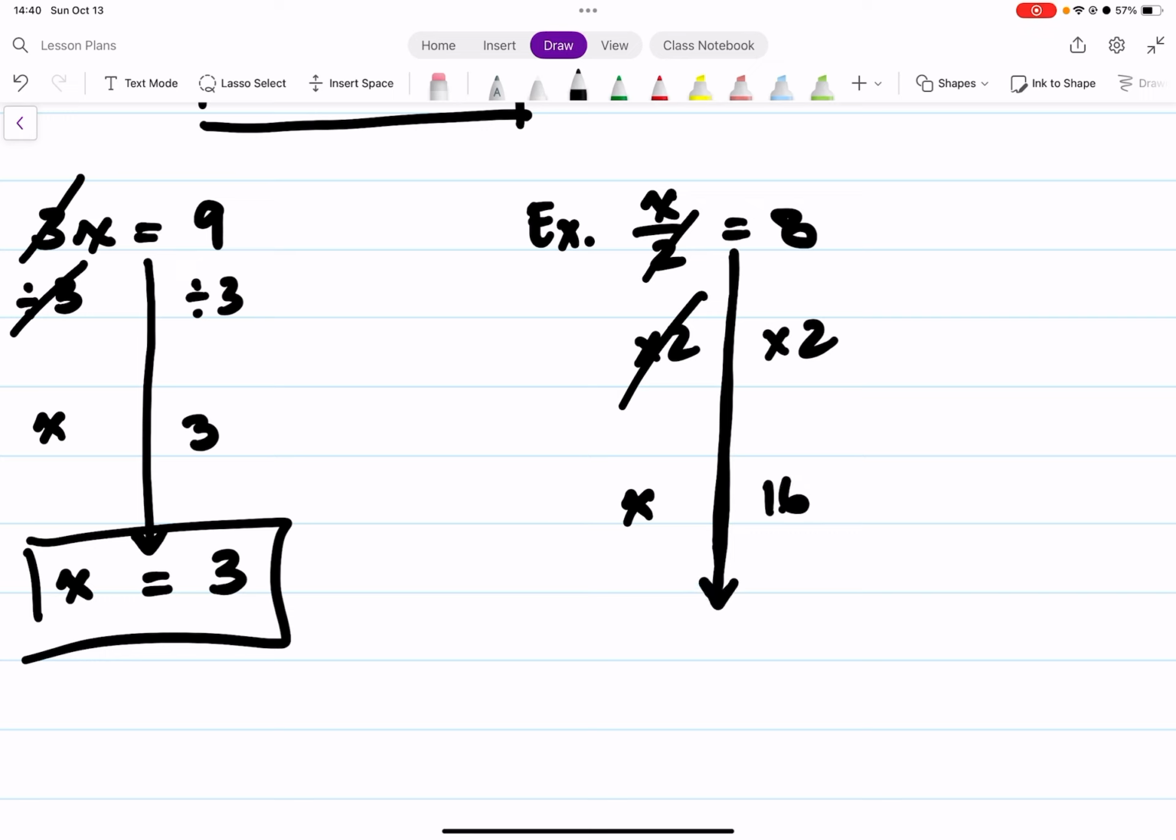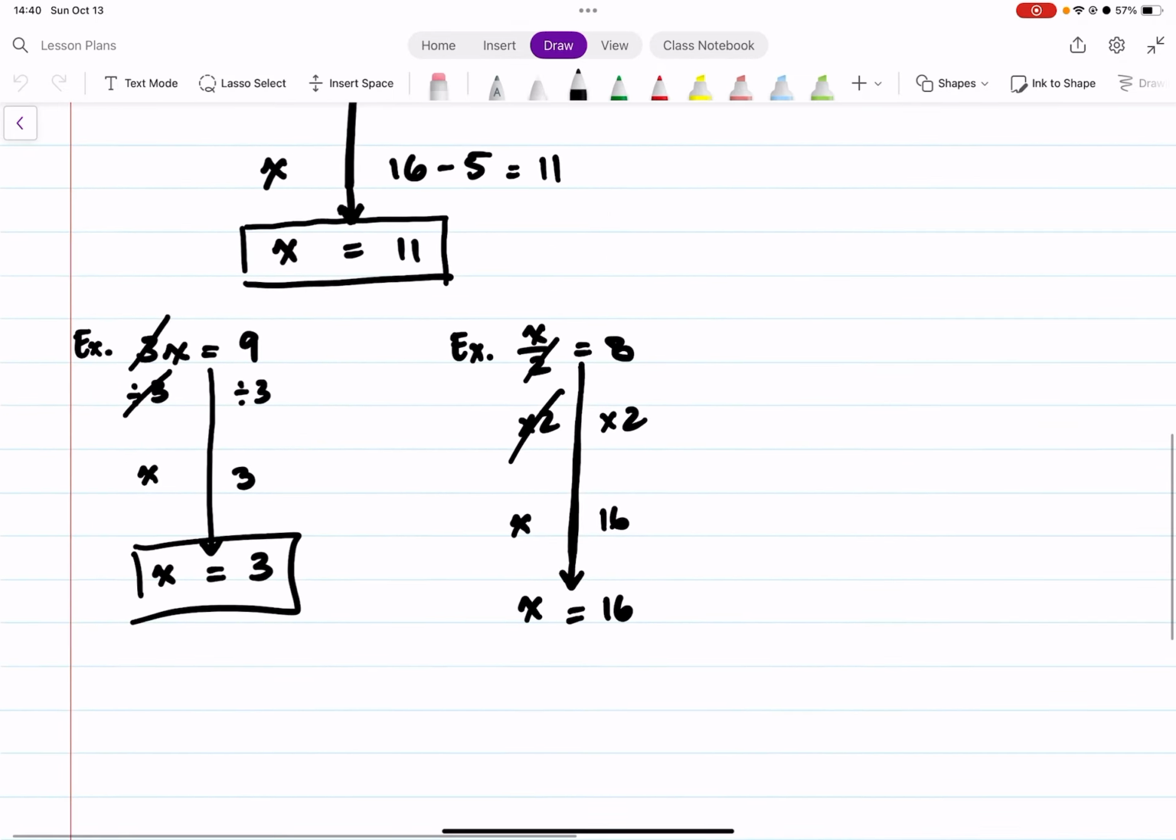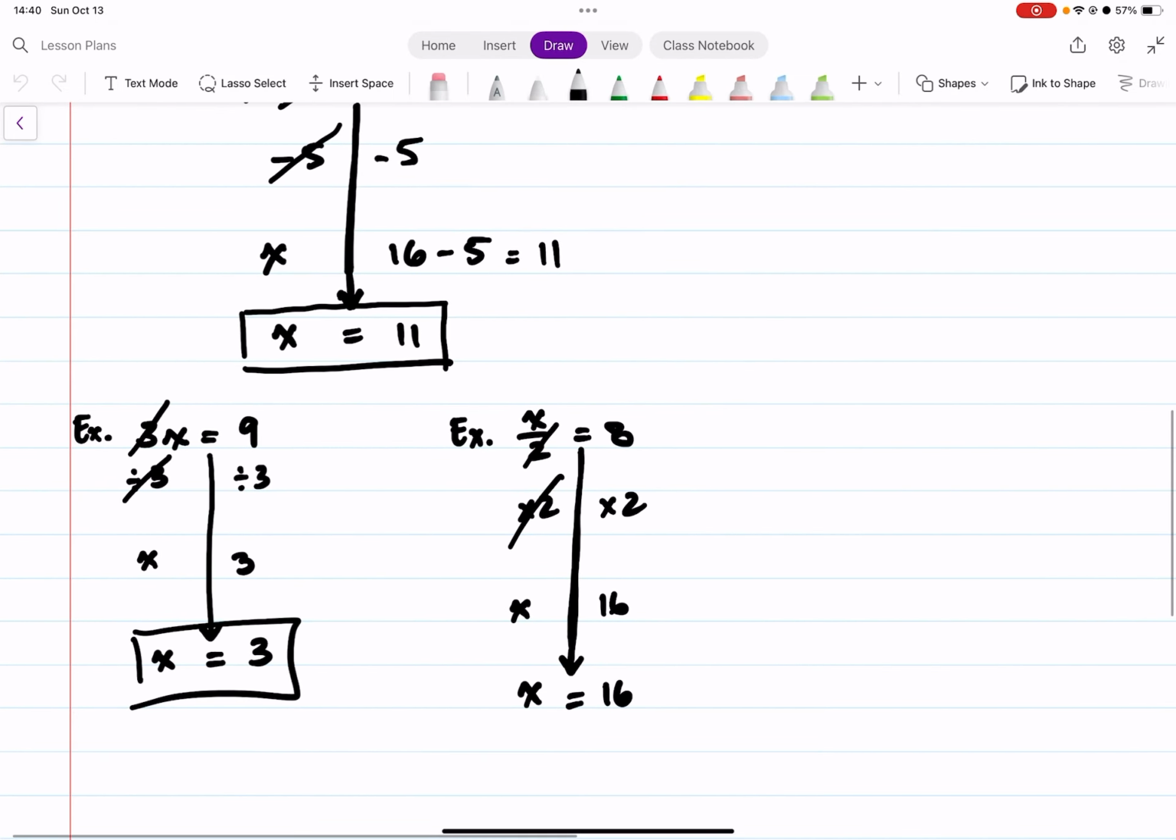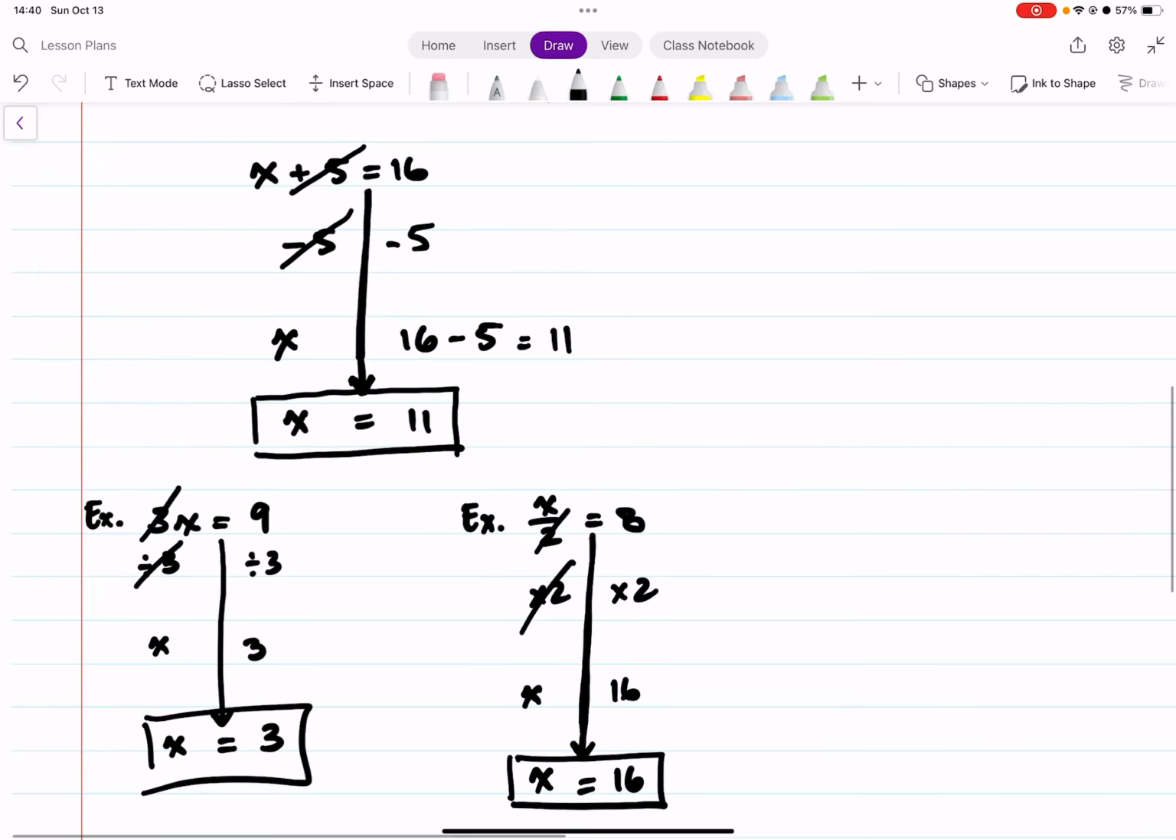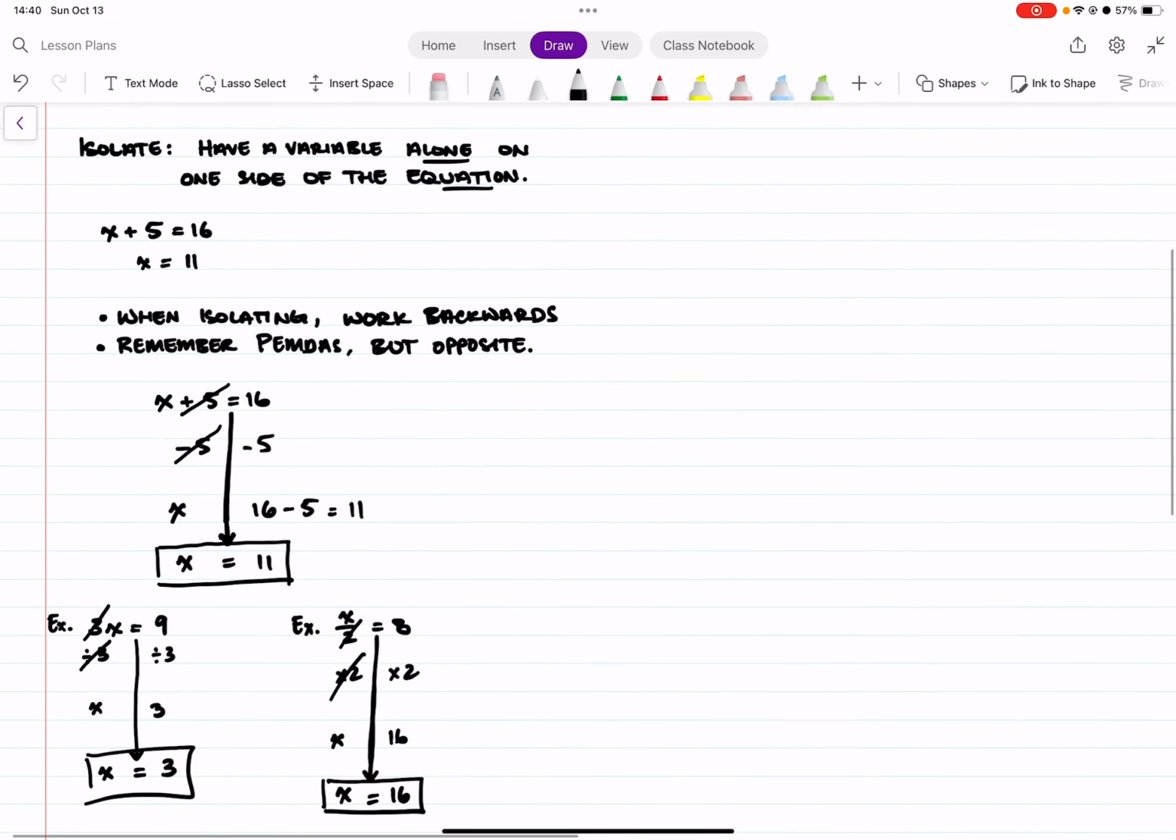And so then I don't think I could do anything else with that. And so I'm going to leave it as x is equal to 16. And if you take a look at the original question, something divided by 2 is equal to 8. 16 divided by 2, yes, that is 8. So that is a little bit of the notes on isolating variables. And that's what we're going to put into our notebooks for now to get us started. All right, that's it.